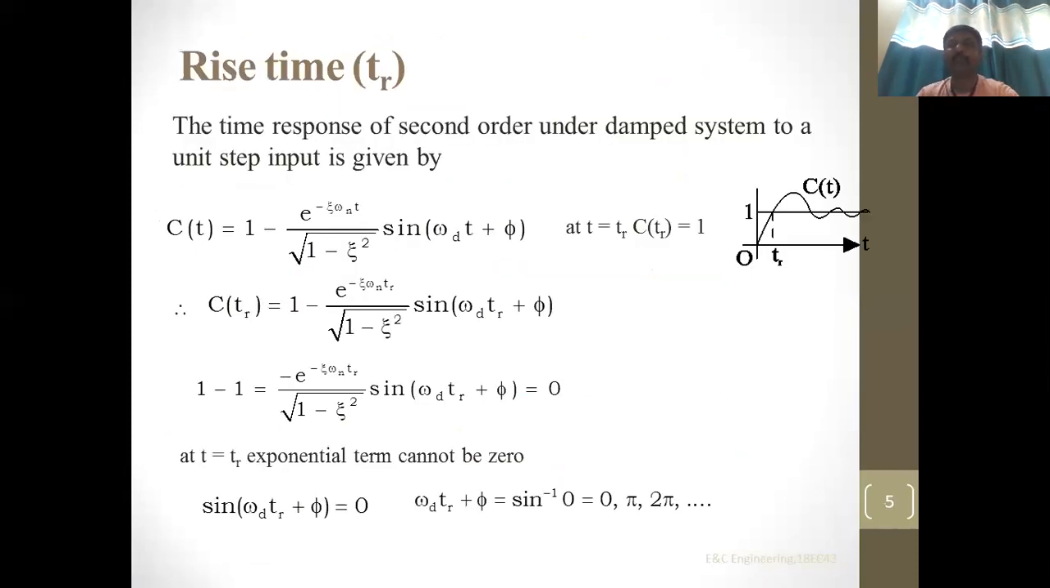Next, we shall move on to the very important aspect, that is the expression for rise time. Now, how do we define this rise time?